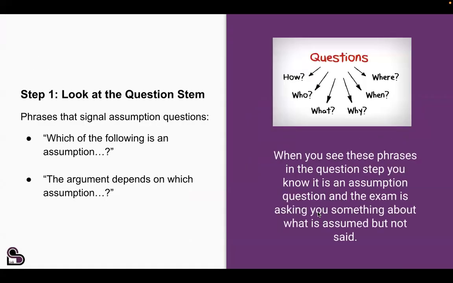So how are we going to figure this out? Well, we're going to look at the question stem. Phrases that signal that we're dealing with an assumption question are things like, which of the following is an assumption? That seems fairly obvious to me. The argument depends on which assumption. They're going to get more difficult, don't worry. When you see these phrases in the question stem, you know it's an assumption question, and the exam is asking you something about what is assumed but not said.